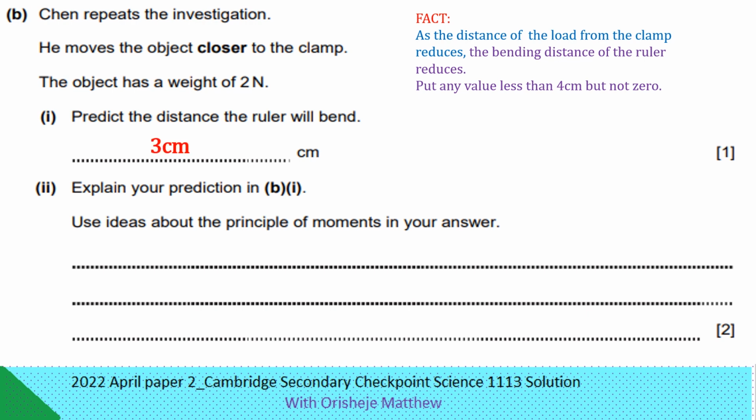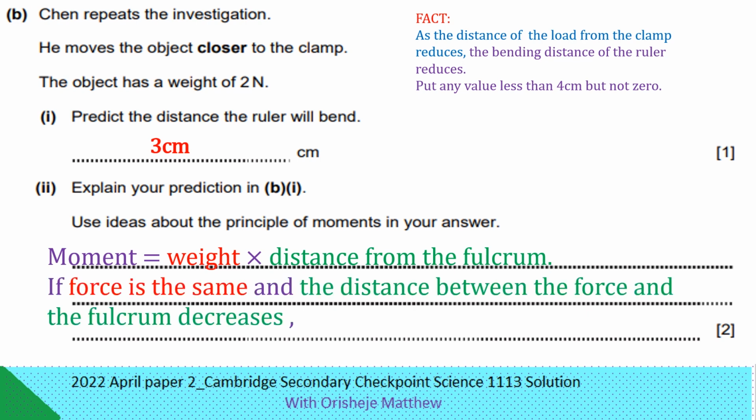Explain your prediction in B. Use idea about the principle of moment in your answer. Moment is equal to weight times distance from the fulcrum. If the force is the same and the distance between the force and the fulcrum is decreased, the moment also decreases.